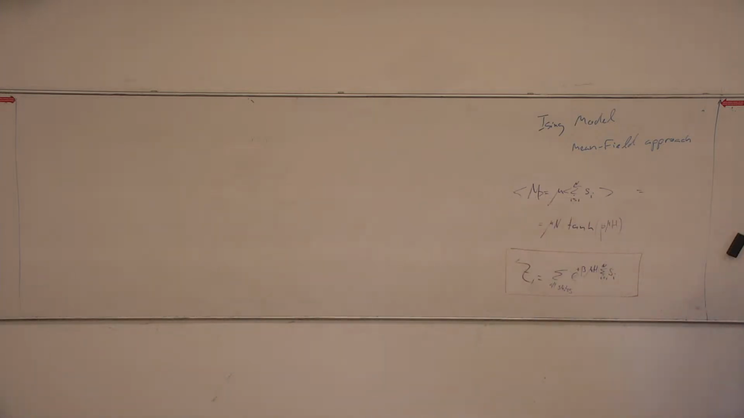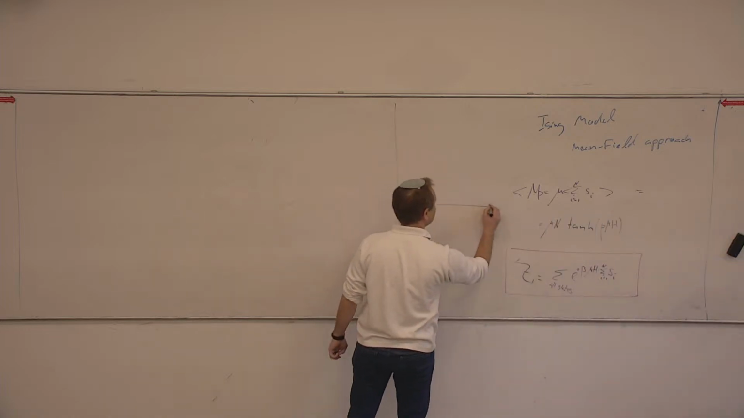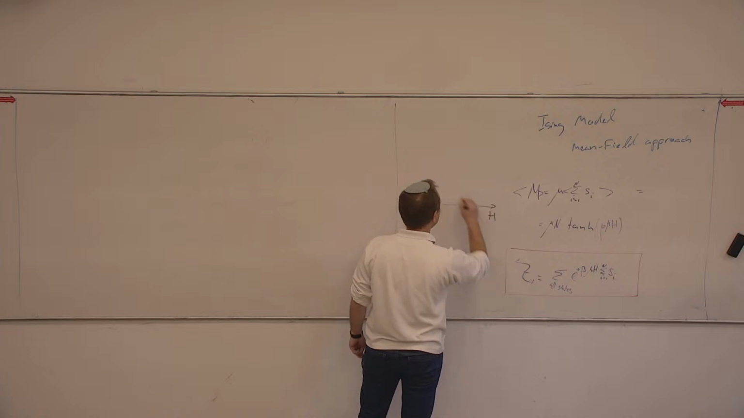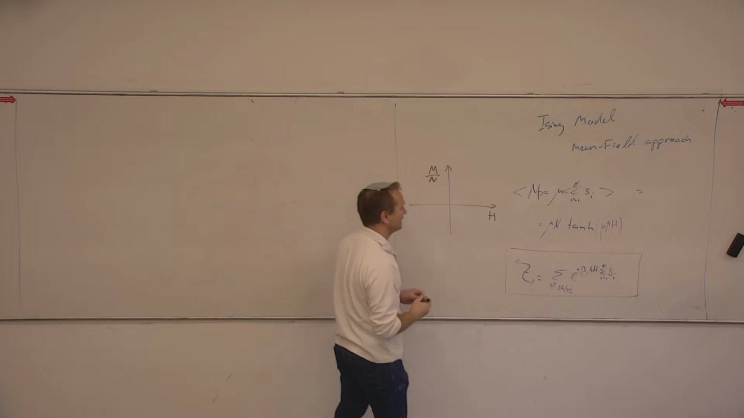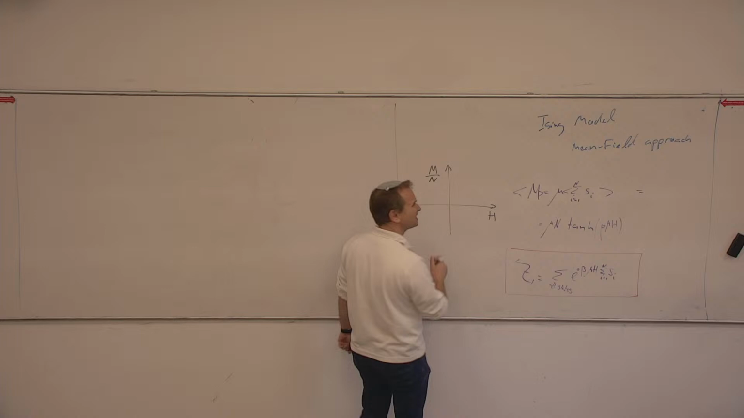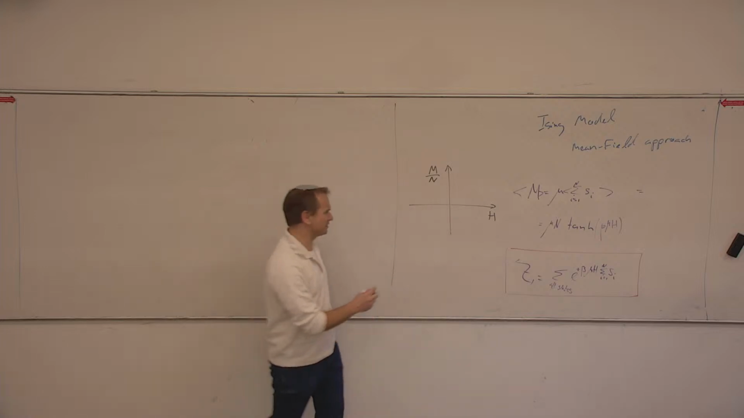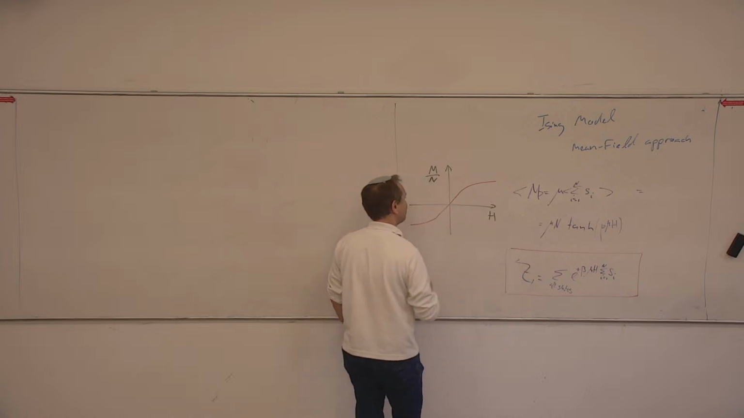So if you plot this as a function of h, and this is M, say divided by n, it's what we expect for any paramagnetic system. It goes like this, and it goes like that.